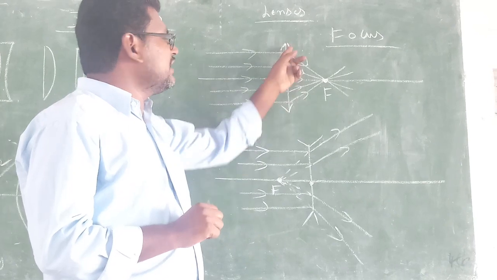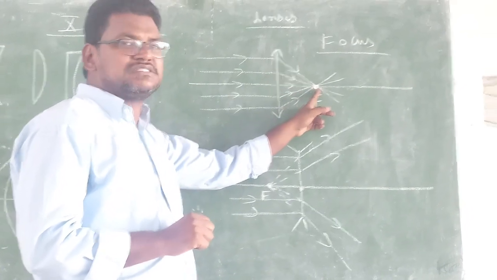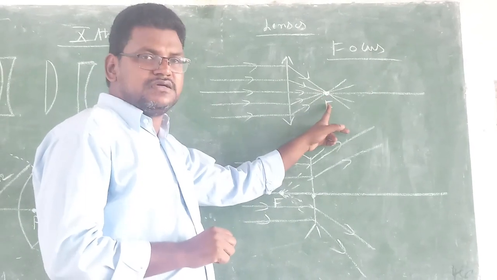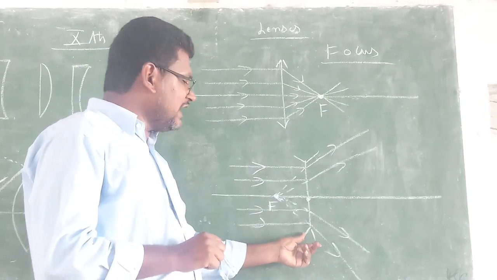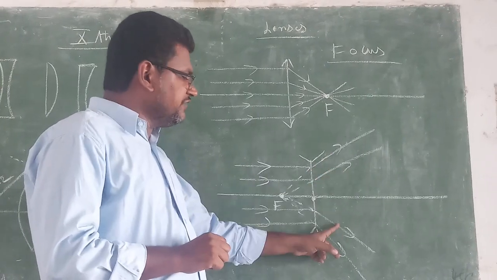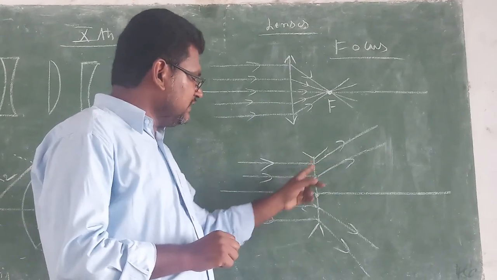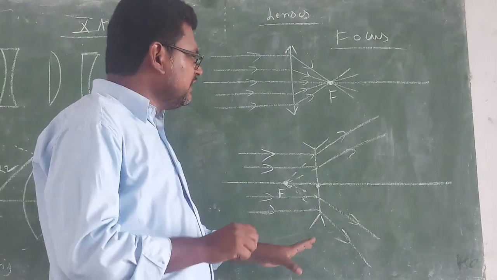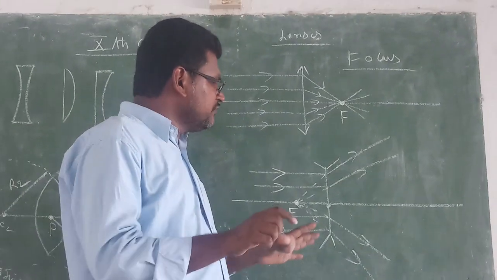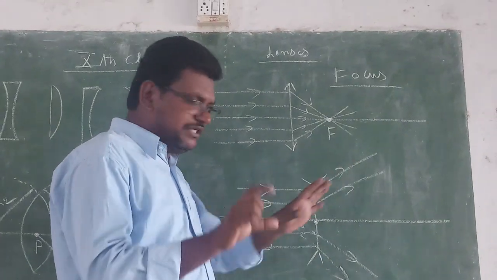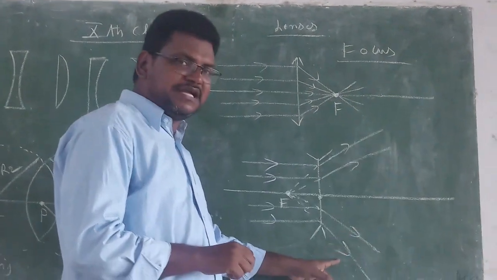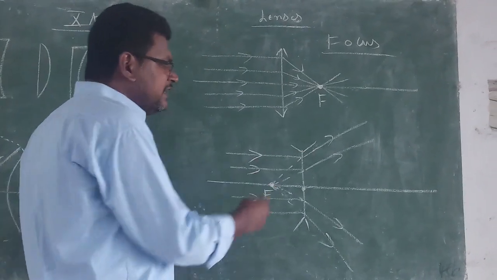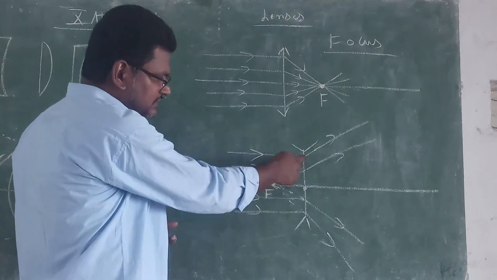So here the convex lens is called a converging lens because it converges the refracted light rays on the other side of the lens, whereas the concave lens diverges the refracted light rays. That's why the concave lens is also called a diverging lens. And here there is no chance of intersection of these refracted light rays and forming the image. So here we can extend the refracted light rays backward.